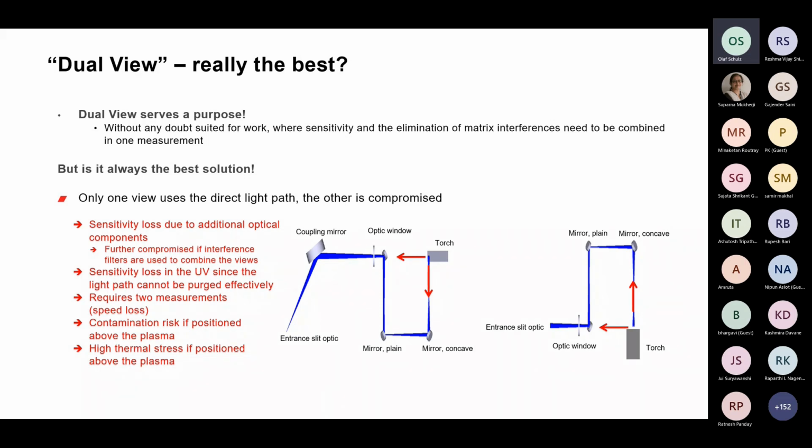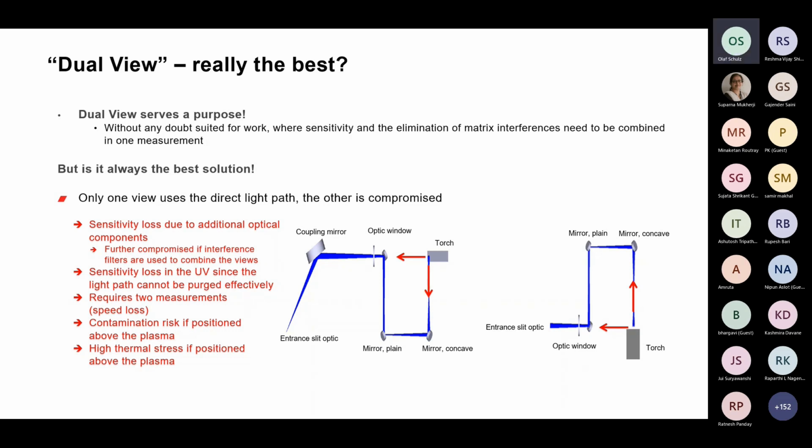Using the radial mode, matrix effects are eliminated or are greatly reduced. The linear dynamic range can be further expanded, and still trace levels can be determined with high sensitivity using the axial interface. Without any doubt, this technology is suited for work where higher sensitivity and the elimination of matrix interferences need to be combined in one measurement, and such instruments exist, and we have them too.